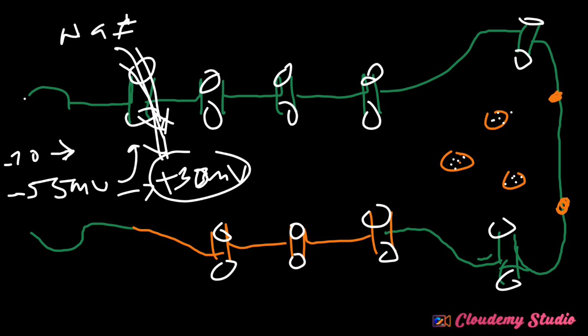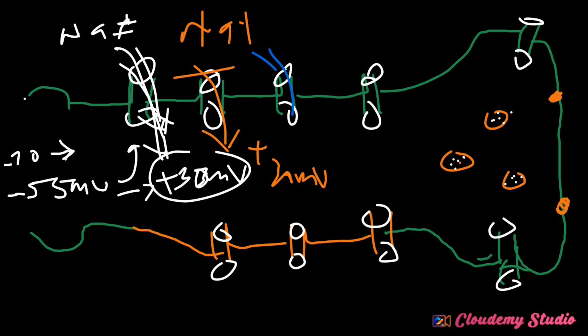Once this channel has allowed the influx of sodium ion to the extent that it has reached plus 30 millivolts, it is going to close. The next sodium ion channel is going to open, making more sodium flow inside, to the extent that this part will be plus 30 millivolts. Once it attains plus 30 millivolts, this one will close. Then the next one will open to allow the influx of sodium ion to the extent that it becomes what?